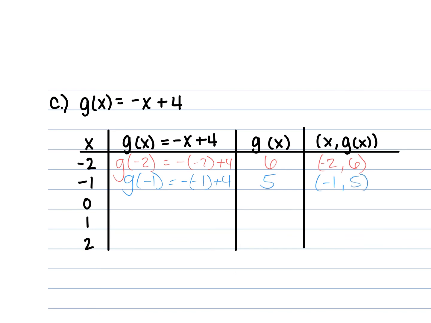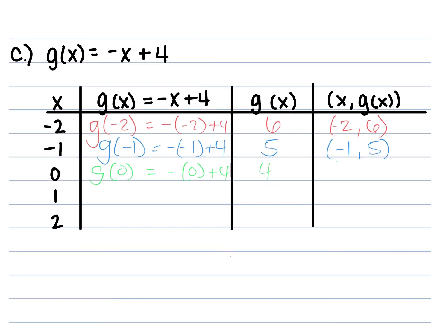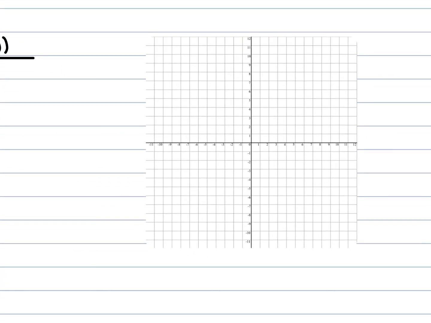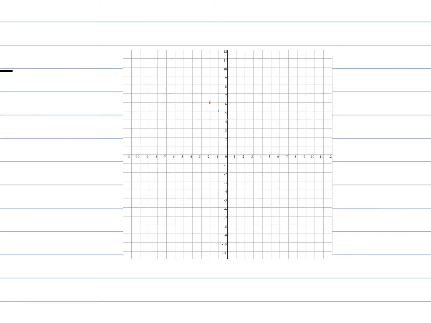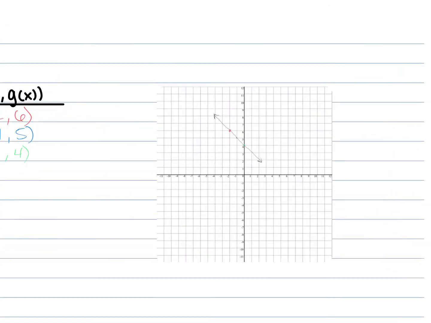I move on. I do g of 0. That's going to be -0 plus 4. Remember, 0 is neither positive nor negative. So it's just 0 plus 4, which is 4. This is going to be 0, comma 4. And let's plot it. So it was -2, comma 6, in red, -1, 5, and 0, 4 should create a straight line. I see all my points are in line. I'm going to draw the line that goes through them. And that's my line. Make sure the arrowheads go on it, and we're perfect.